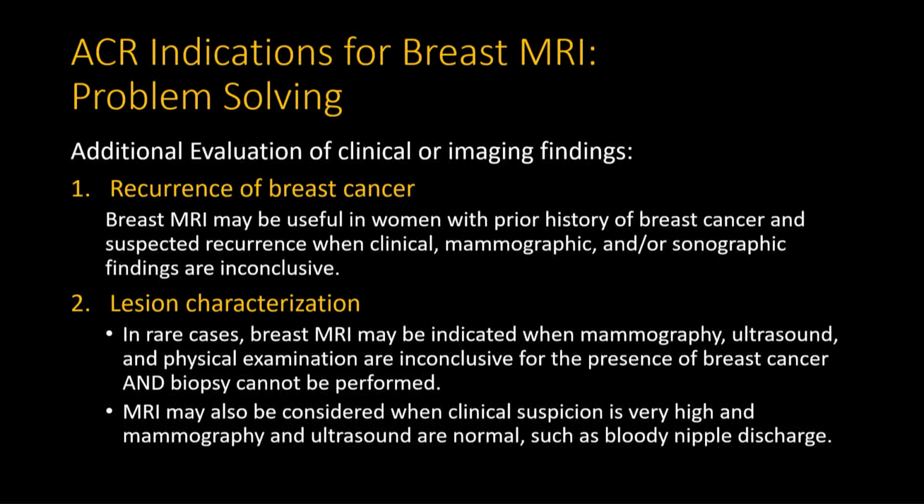One is that if there is a concern for recurrence of breast cancer in women with a prior history of breast cancer, and when the mammo or the clinical exam or ultrasound findings are inconclusive. The second category is lesion characterization. This is rare, but it's when mammography, ultrasound, and physical examination are inconclusive, but there is still concern for breast cancer, particularly if clinical suspicion is high and the mammogram and ultrasound are normal, such as bloody nipple discharge.